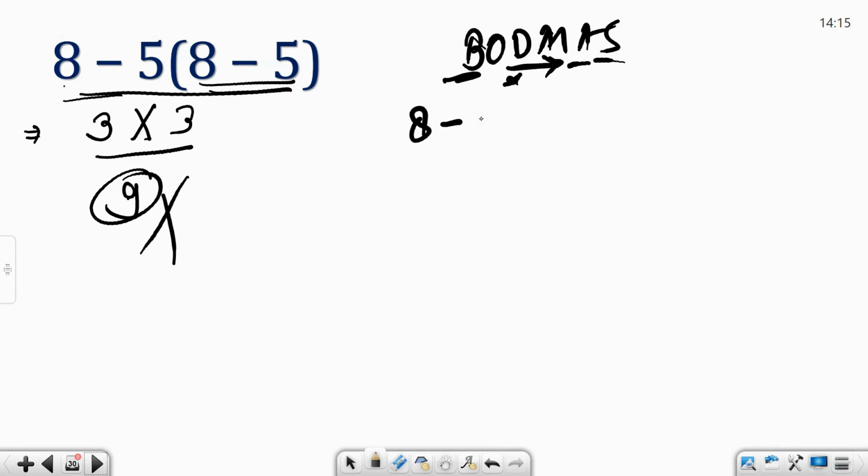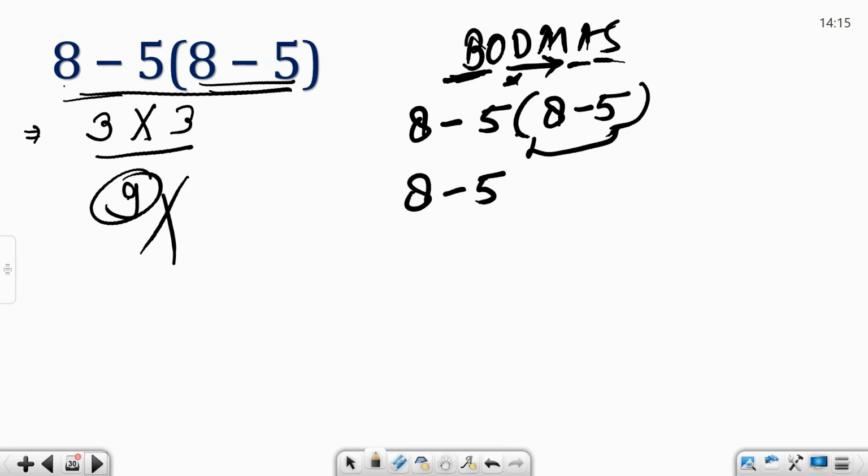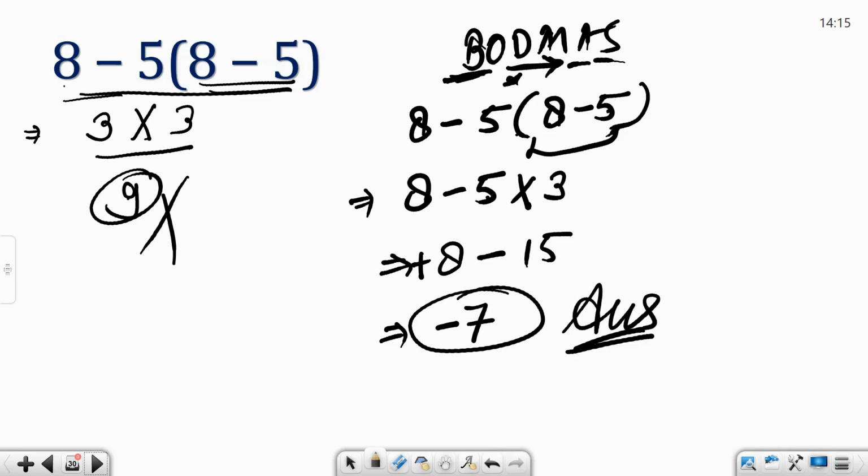Let's write the question again. 8 minus 5, 8 minus 5. First, according to BODMAS, we'll solve the brackets. So here we write 8 minus 5, remove the brackets, multiplication, 8 minus 5 is 3. Now we'll solve it further. So 5 multiplied by 3 is 15. Now this is plus 8 and minus 15, so that becomes minus 7.